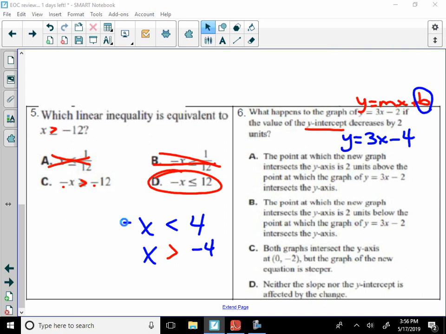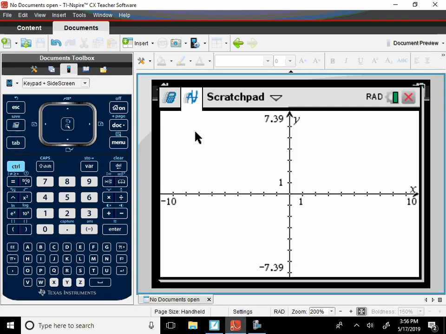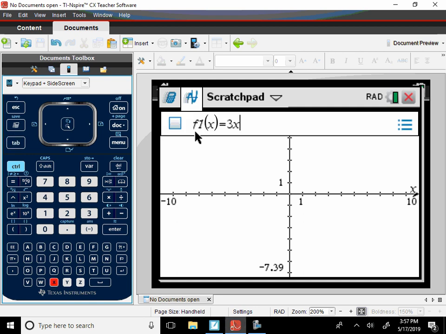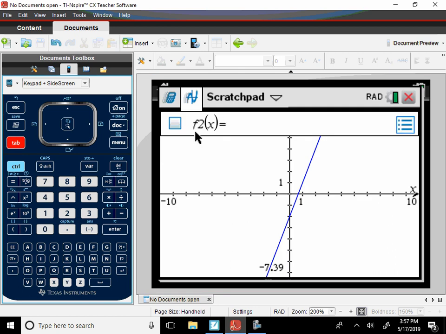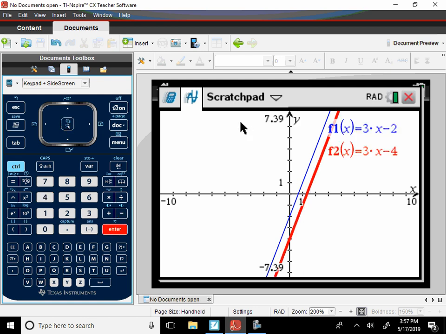Okay, let's just see what happens when we do that. So I'm going to graph it real quick. What if I took 3x minus 2 and I moved it to 3x minus 4? They're parallel, which means nothing happened with the slope. All I see changed is that this minus 2 turned into a minus 4. So it looks like the graph just went from blue to red. It just kind of shifted down a bit.